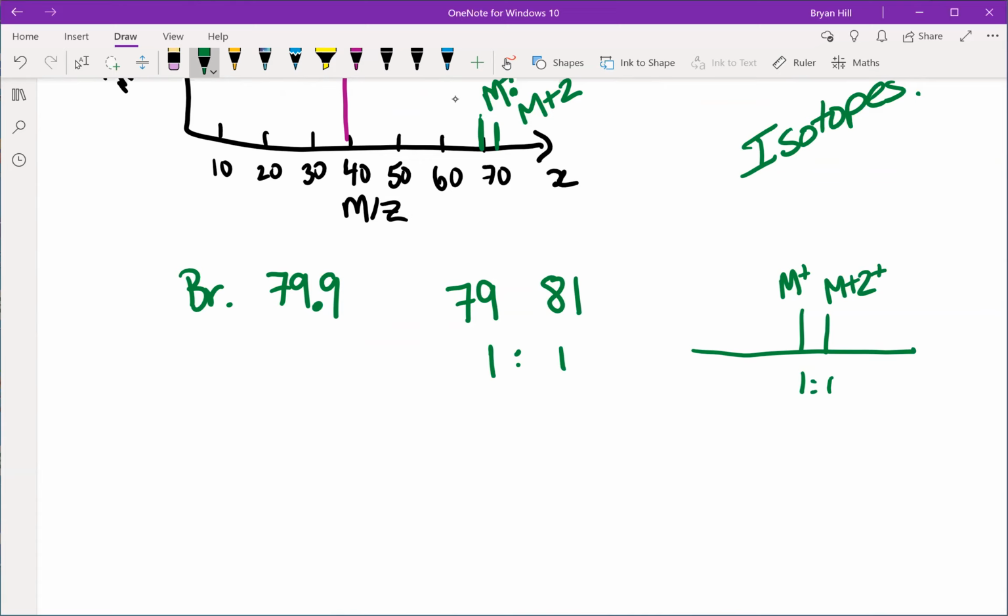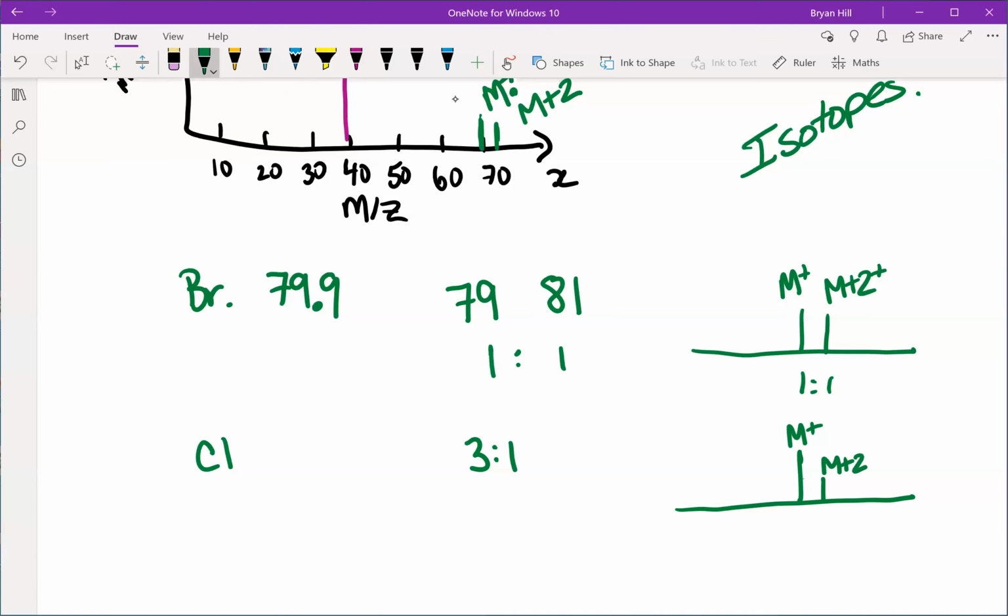So bromine is the most common atom which has a really large M+2 peak. Chlorine also has an M+2 peak, but the ratio for chlorine is 3-to-1. So if you've got your mass here and there's a chlorine atom, this M+2 peak is basically 1/3 of the height. Chlorine is similar, but the ratio is slightly off. The lighter isotope is 3-to-1 over the heavy.